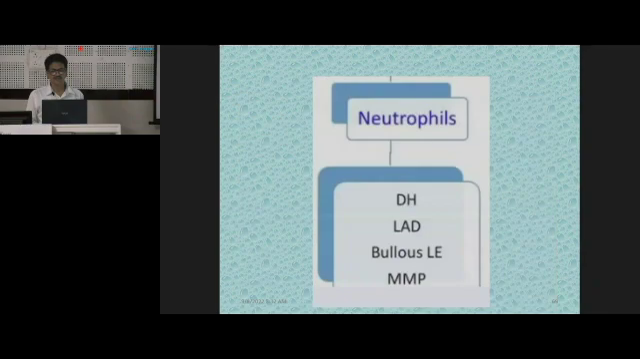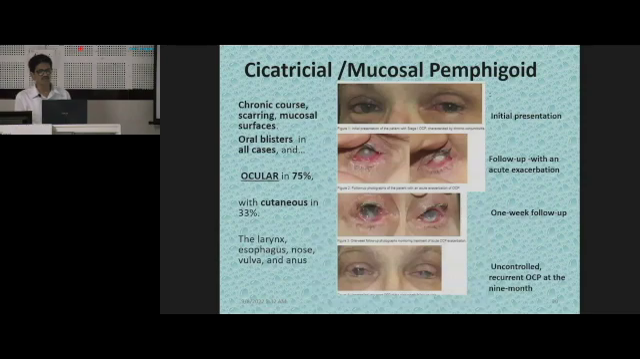Now having seen previously the eosinophil rich infiltrates, now we'll see a few of the neutrophil rich infiltrates. The first one is the cicatricial or mucosal pemphigoid. This variant is important because it very commonly affects the eyes. So oral mucosa is involved in almost all cases, but ocular involvement occurs in up to 75% of the cases, and also the skin is involved.